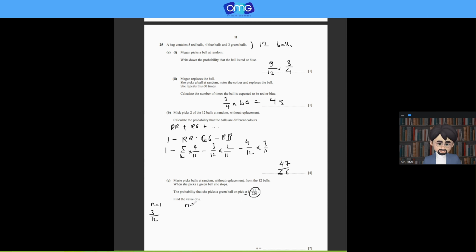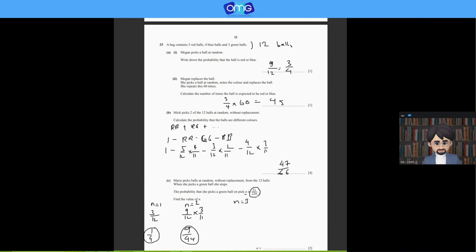How about n equals 2? n equals 2, that means the first she takes is either red or blue, which is 9 over 12, and the second one will be green. And that's not correct because that's not 21 over 220. This equals 9 over 44, which is not the answer.